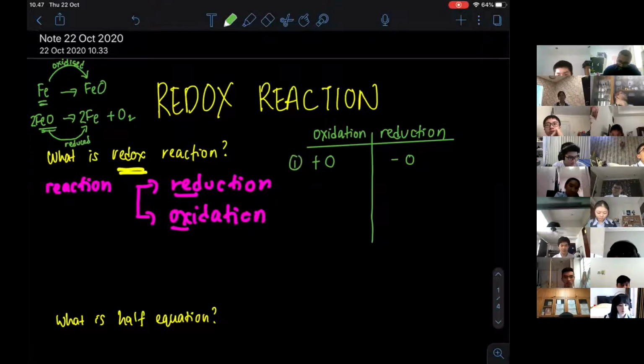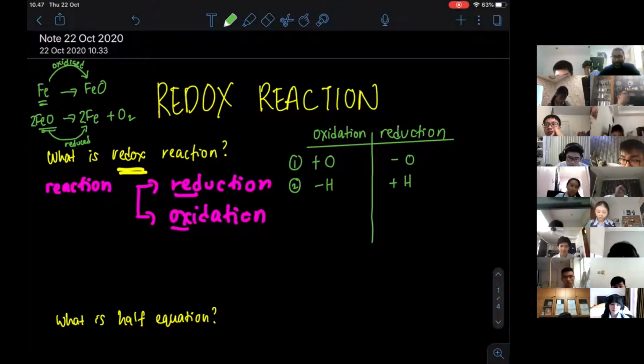Second way is by looking at hydrogen. Not so popular, so I'm not going to look into that in detail. If you lose hydrogen, that's going to be oxidation. If you gain hydrogen, that's going to be reduction. But since this is not something that I want to focus on, I'm not going to go through it now.